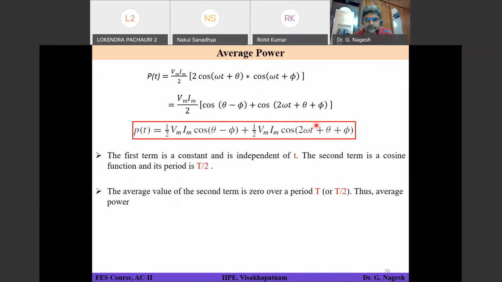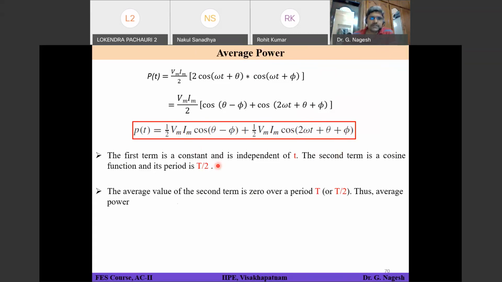Sir, I want to know that when we calculate average power, then the limit is 0 to T. Yes, you have to take the time period of your source voltage. Time period of your source voltage is 0 to T. You have to take that limit and do the integration according to that.